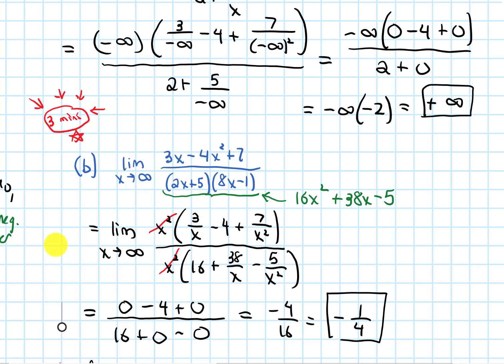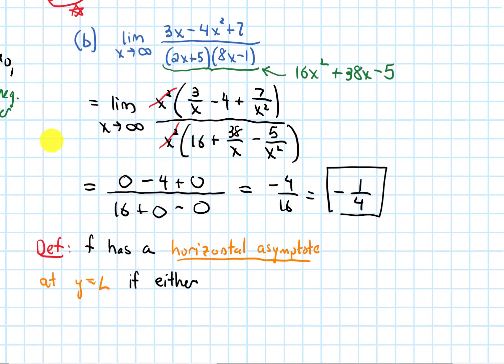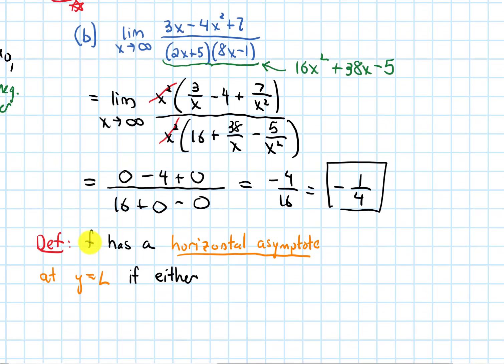Okay. So next I want to give the definition. And the definition says my function f has a horizontal asymptote at y equals L if either the limit as x approaches infinity of my function equals L, or the limit as x approaches negative infinity of my function equals L.